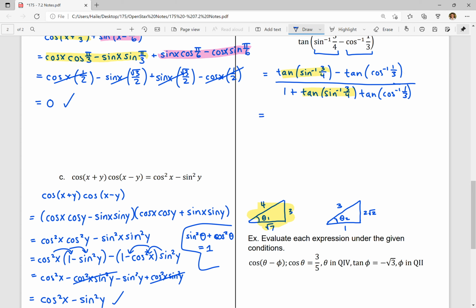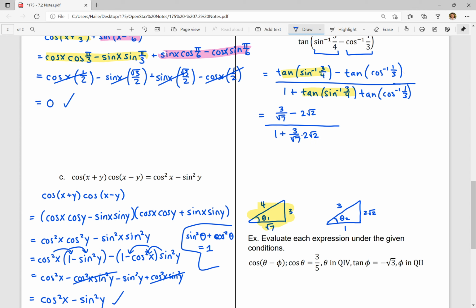If we go to our first triangle, the tangent from that first triangle is going to be 3 over the square root of 7, because we need the opposite side over the adjacent side. So in place of these highlighted expressions, I'm just going to write 3 divided by the square root of 7. And then for the ones that I didn't highlight, we're going to use the second triangle. The tangent from that second triangle is 2 times the square root of 2. So in place of each of those, I'm just going to write 2 times the square root of 2.